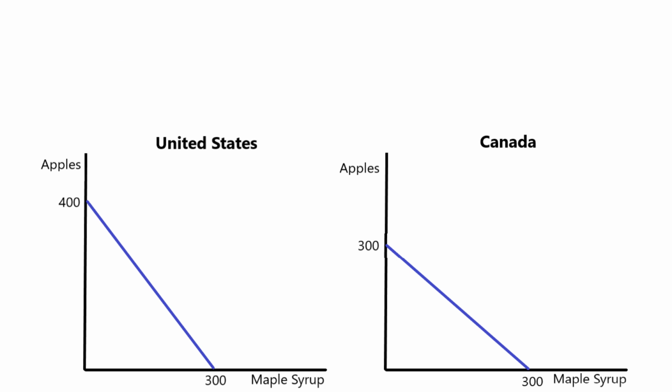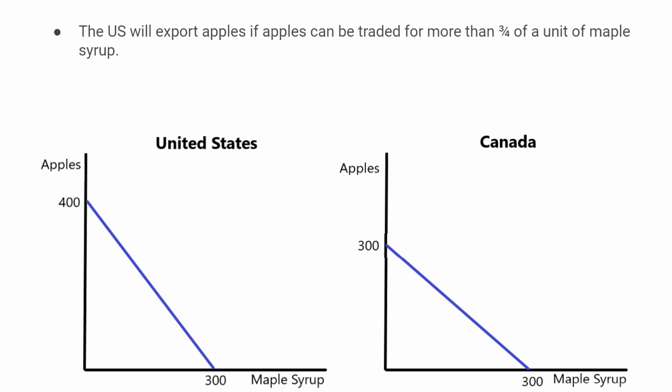What we know is that, using that logic, the opportunity cost of apples in the U.S. was equal to 3/4 of a unit of maple syrup. And Ricardo would suggest the U.S. should specialize in apple production because that's where its comparative advantage lies, but they'd only be willing to sell apples to Canada if they can sell them for more than the opportunity cost of producing the apples. So the U.S. is only going to export apples to Canada if they can trade them for more than 3/4 of a unit of maple syrup.